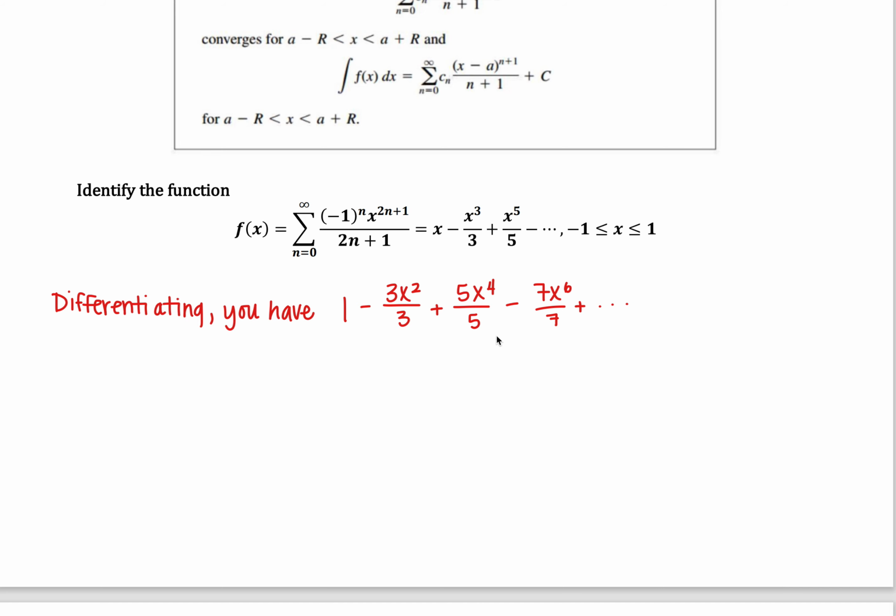Now I can clean this up a little bit. That's the same thing as 1 minus x squared plus x to the 4th minus x to the 6th, and so on. And this is actually a geometric series. So this is the geometric series where the r is negative x squared.